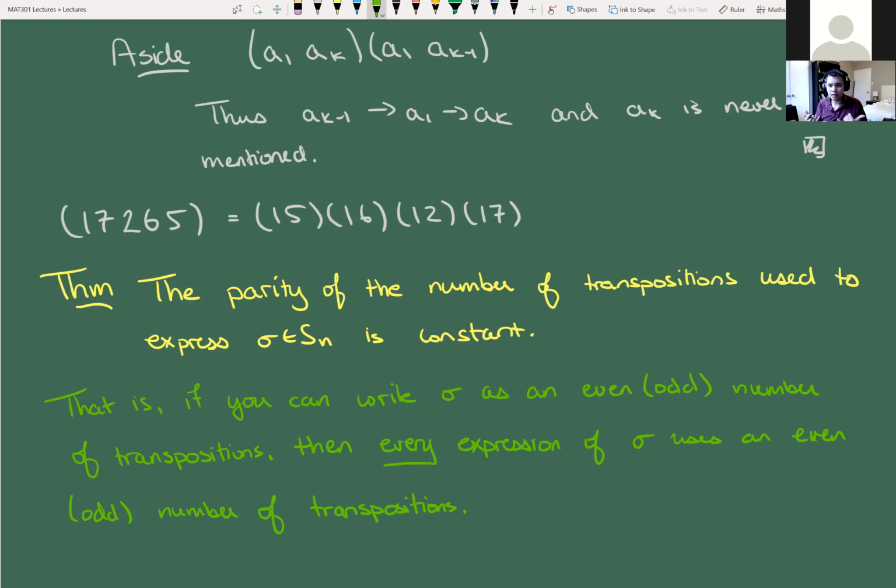Again, that one's actually in the book. I don't want to go through it because you have to make this argument that the identity element is always an even number of transpositions. You should try and convince yourself of that one, but it is in the book. All you have to remember is if I can write it as an odd number of transpositions, it's always odd, no matter how else I write it. If I write it as an even number of transpositions, it's always even, no matter how I write it. Okay, so does that make sense?